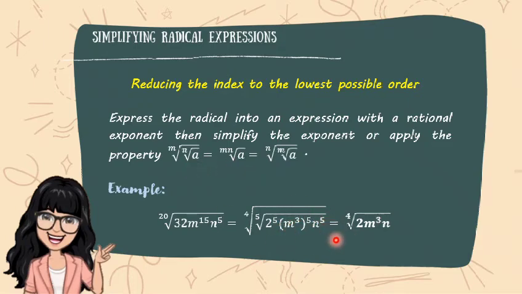We will be simplifying now. So we copy the fourth root, and we simplify the inner expression. So the fifth root of 2 raised to 5: the index and the exponent are the same, so the answer would be the radicand, which is 2. Now, m cubed is the radicand, so the index and the exponent are the same. So the answer here would be the radicand, which is m raised to 3. And then n raised to 5, the same, 5 and 5, so the answer would be our radicand. So our final answer for this expression would be the fourth root of 2 m cubed n. Okay?